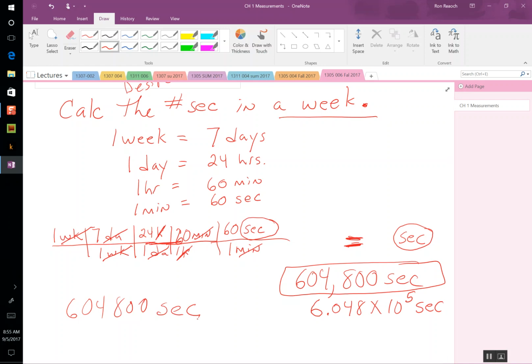Okay, so that's dimensional analysis. So if you want to pick up your periodic tables, you've got tons of conversion factors in here. So let's do a couple problems.